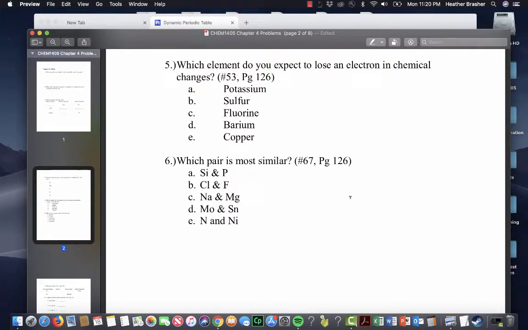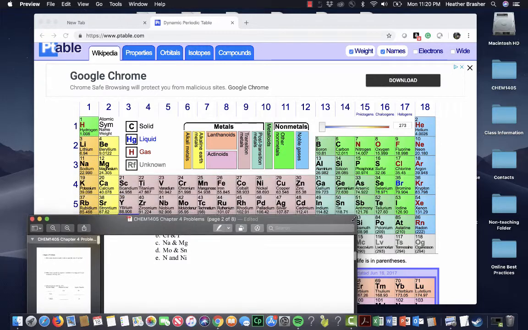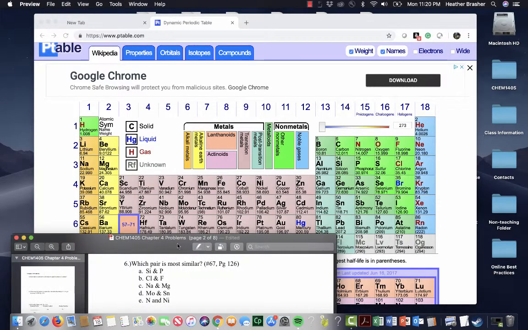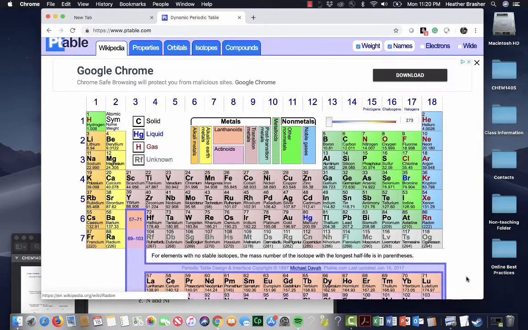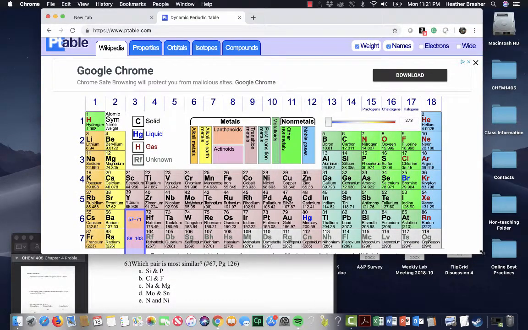Now we're on number 67. Basically, in 67 we're looking at which pair is most similar. So let's look at these guys in the periodic table. Let me make this a little bit smaller so that we can have this down here while we go through these. So we put that there, we put that up here, and let's take a look at these.